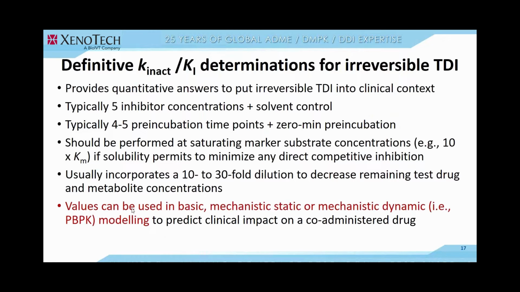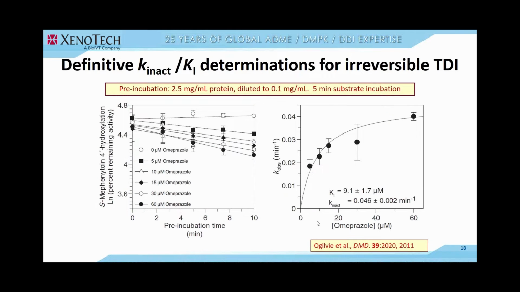And these values, the kinact and the KI values, can be used in the basic mechanistic static or mechanistic dynamic models, in other words, PBPK, to predict the clinical impact on a co-administered drug. So one example of this, again going back to omeprazole, what I did here is I used concentrations ranging from 5 micromolar up to 60 micromolar, preincubation time points up to 10 minutes, because I knew from preliminary experiments this happened relatively rapidly. And what you'll see is that the slopes of these lines actually represent a rate of inactivation. And you plot those rates on a direct plot, analogous to a Km and Vmax plot. And what you get is a KI value, which is analogous to a Km. In this case, it's the concentration that represents half of the maximal rate of inactivation, which is the kinact, which shows us that at 0.046 per minute, about 4.6% of CYP2C19 would be inactivated per minute at saturated concentrations of the inhibitor.